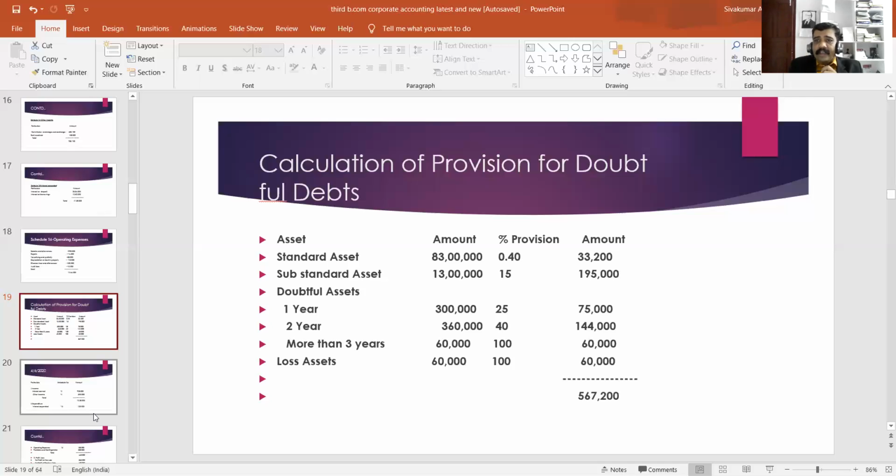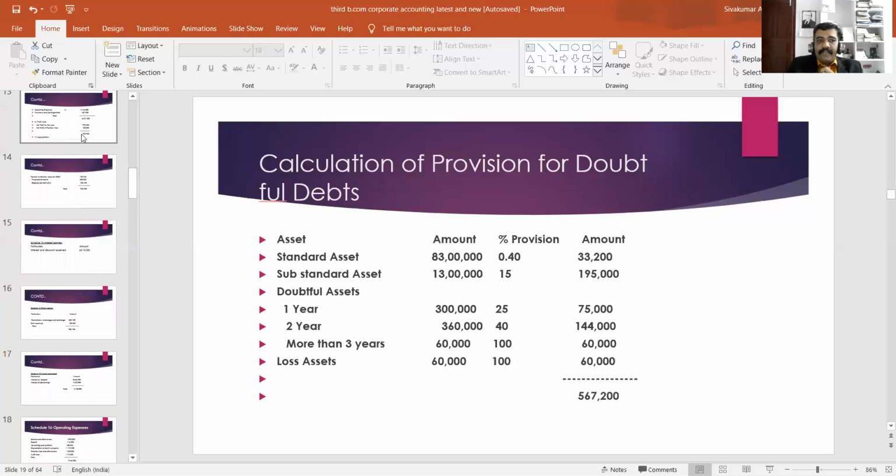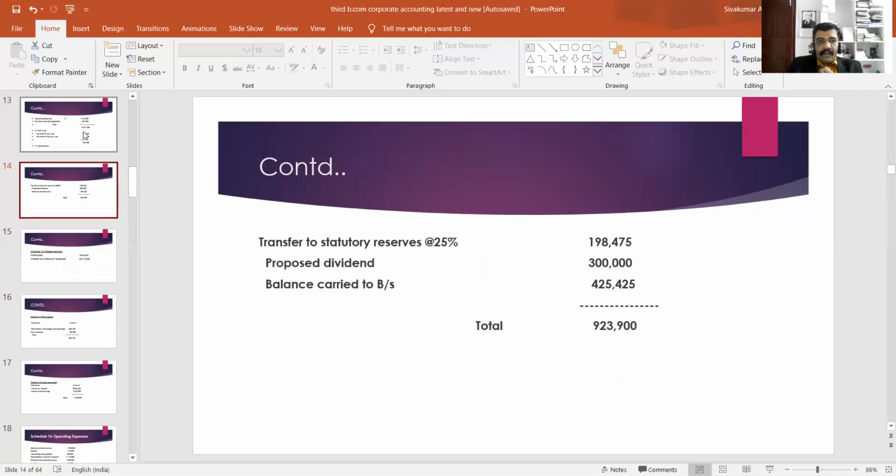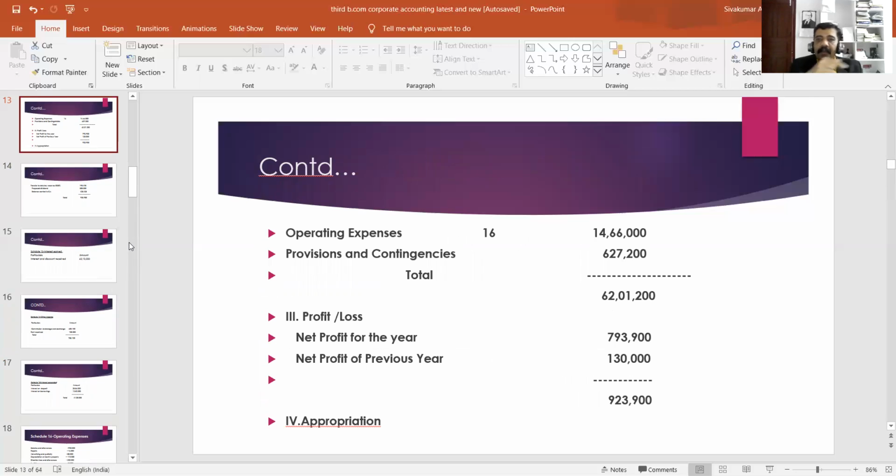Okay. Then what is loss asset? If your auditor can find out any non-performing asset in your books of account, then that type of NPA is known as loss asset. If any loss asset exists in your books of account, please provide 100% of that amount as provision. Okay. Then please add provision for doubtful debt and include the amount in your profit and loss account. Please show provisions and contingencies in your profit and loss account.